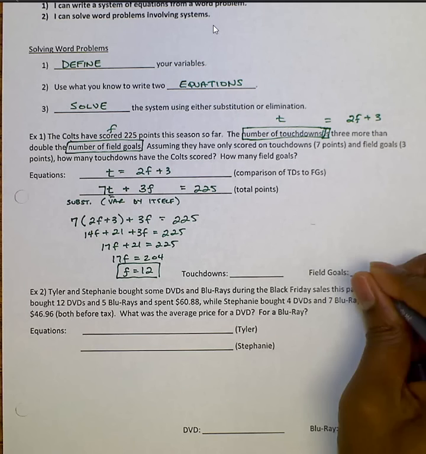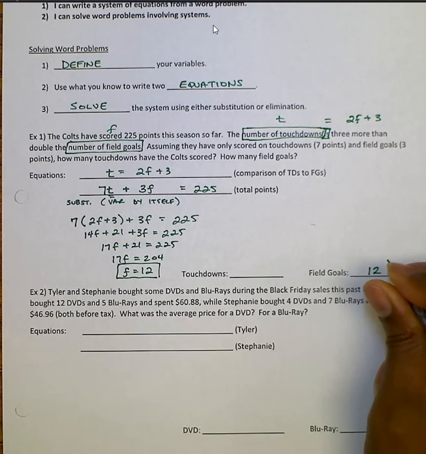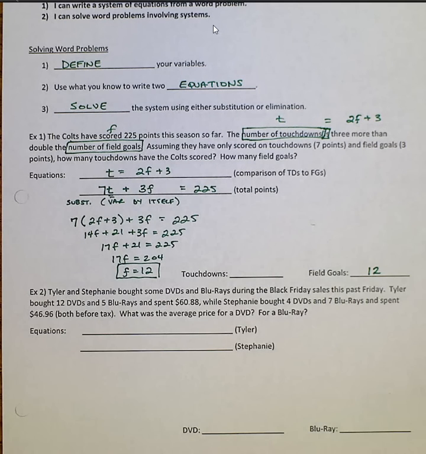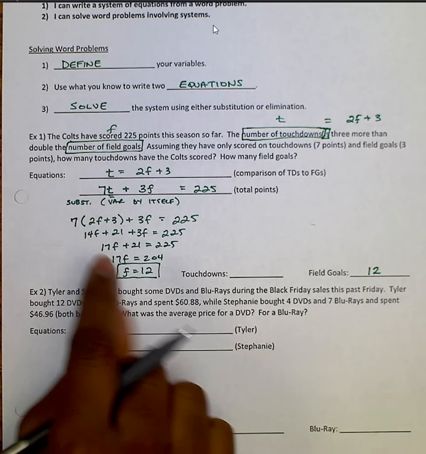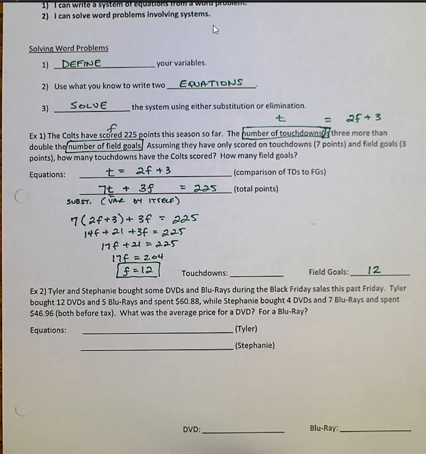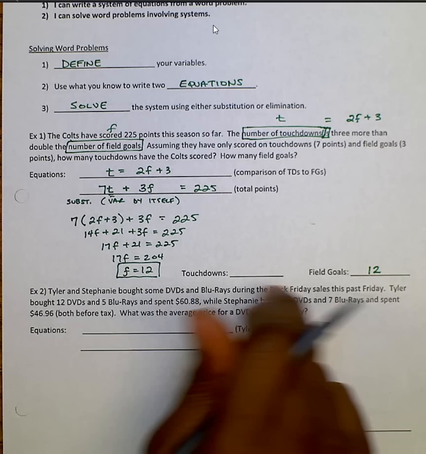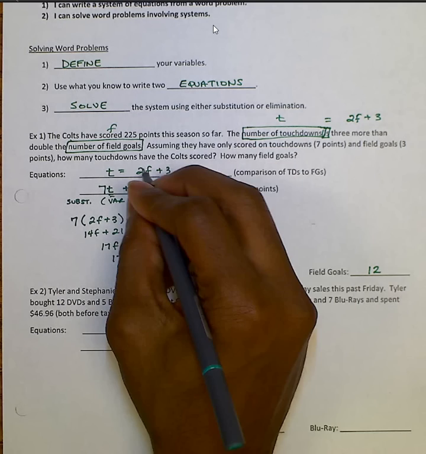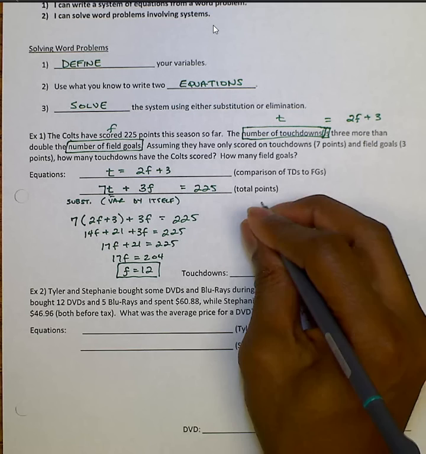Okay, and so since I know the number of field goals, and this is why it's important for me to use variables so that I know what it is, because I wouldn't want to get to this point and say 12 touchdowns, because I did get 12, but I know that f stands for field goals. So f is 12 field goals, and what I'm going to do now is plug that number into my top equation.